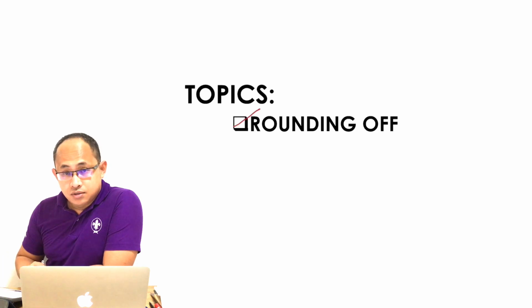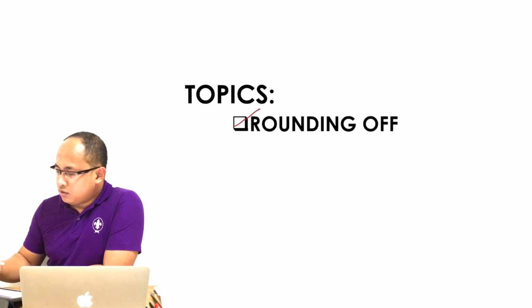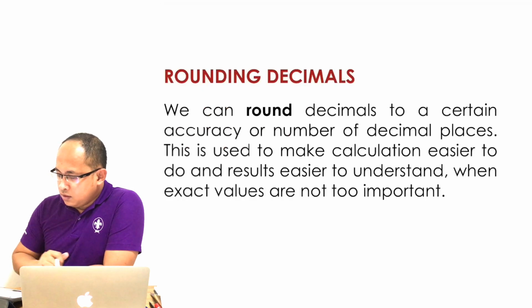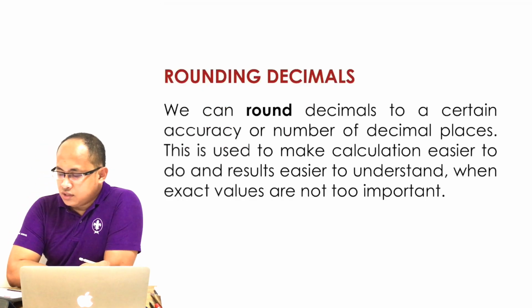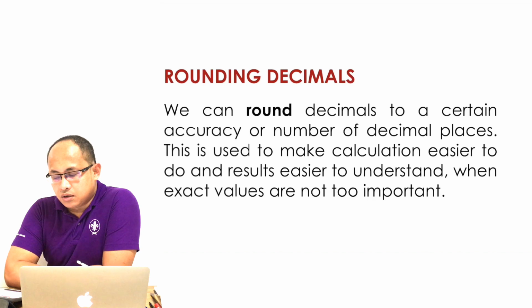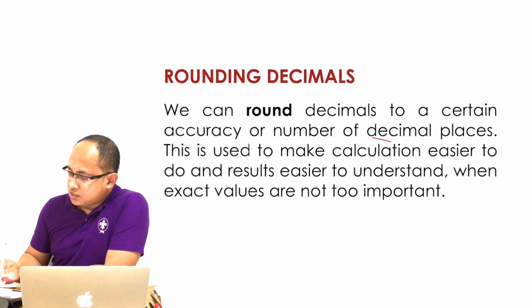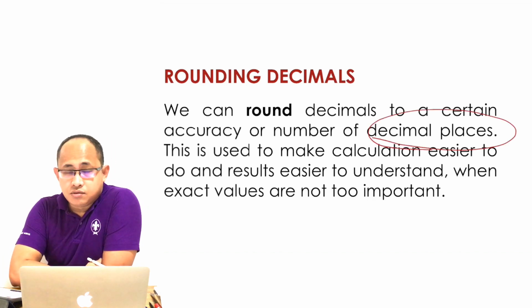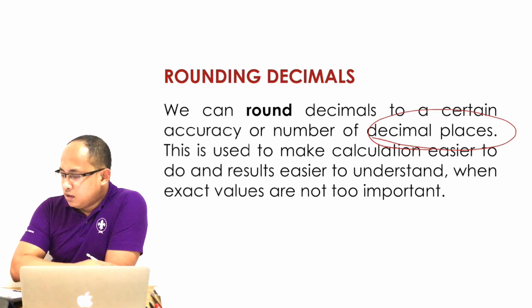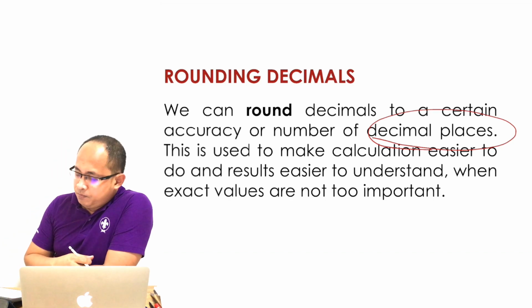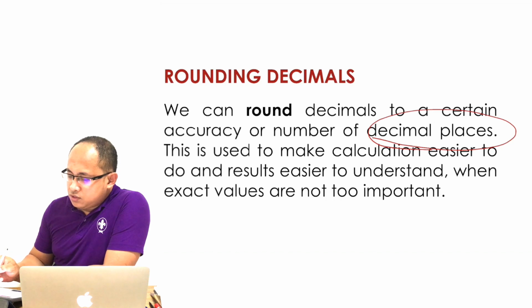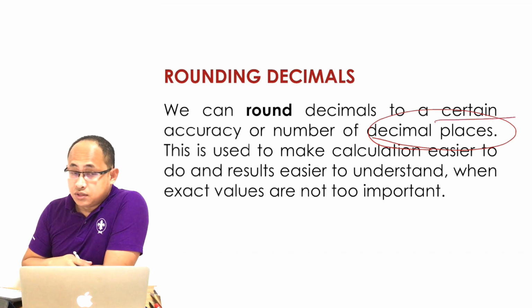Okay, today our discussion will be about how do we round off numbers. All right, how do we round off numbers? Now, rounding decimals, we can round decimals to a certain accuracy or number of decimal places. We've discussed already what they mean by decimal places, so I hope you remember that. But anyway, I'm going to review it on the next slide. Okay, so we round decimals to a certain accuracy when exact values are not too important.